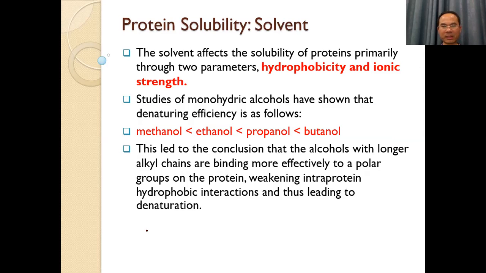Weakening intraprotein hydrophobic interaction, and thus leading to denaturation. Butanol and propanol can denature the protein. In this case, methanol is preferred as a solvent to separate out the protein because it has low denaturing effect on the protein. The denaturing efficiency for the protein is highest for butanol. If you use butanol, it may denature your protein, degrade your protein.